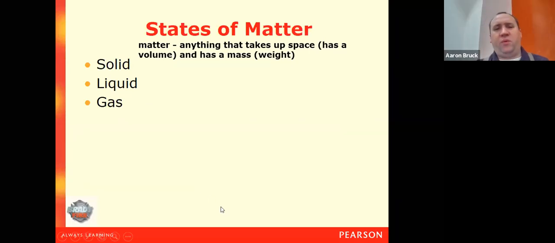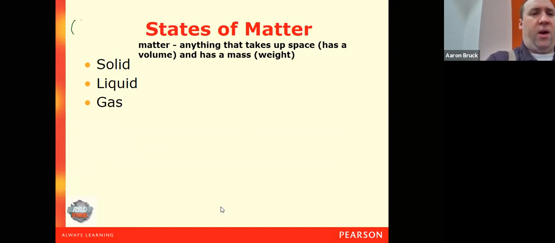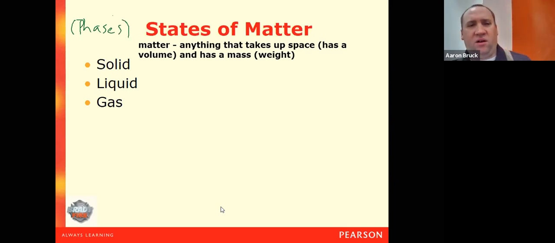When it comes to matter, we can describe matter as having a state or a phase. So another way of putting this is the phases of matter. So the three phases of matter are solid and liquid and gas. Now, there might be some of you that are going, oh, well, what about plasma? Isn't that the fourth state of matter? Well, yes, technically true.